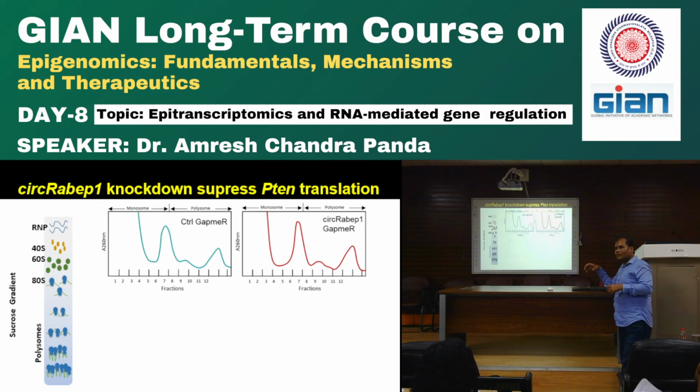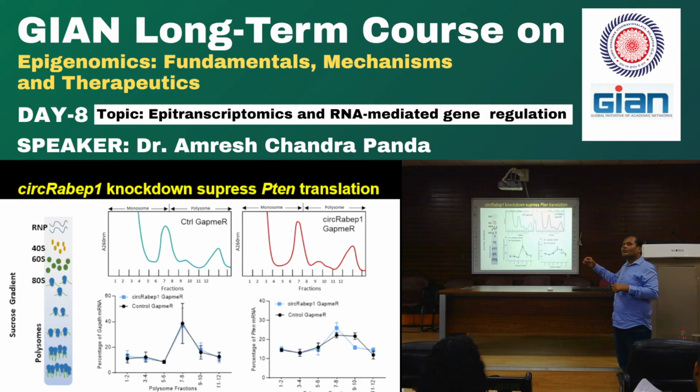And when we silence the circular RNA, what you see is the P10 mRNA, that is our target, and you see a leftward shift. So when something shifts towards the left, it means it has fewer ribosomes sitting, so it is lighter. That way we can say this mRNA is not translating that efficiently, or the translation is down.